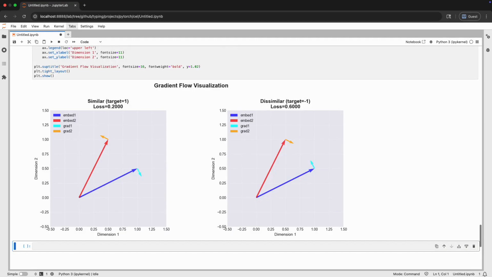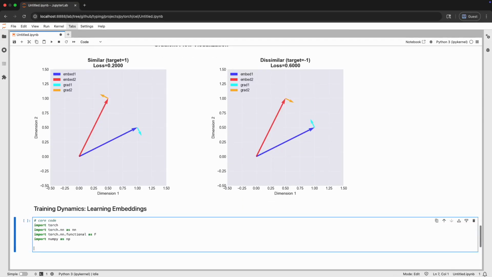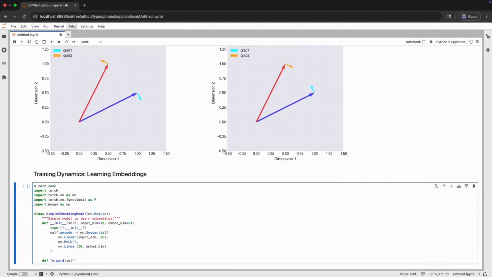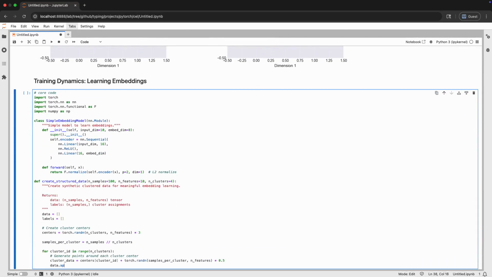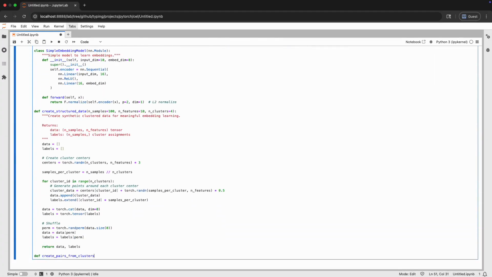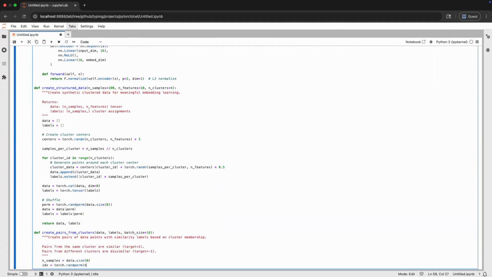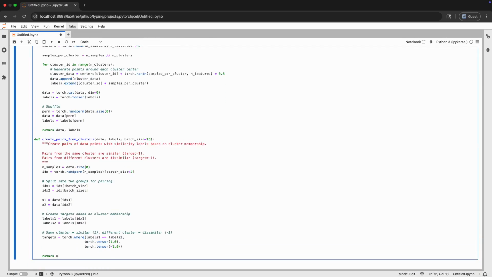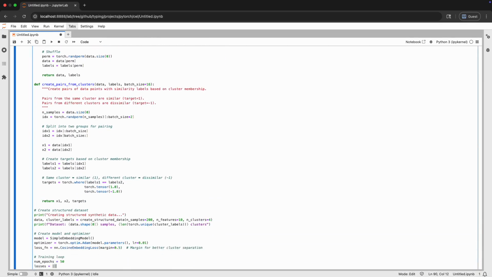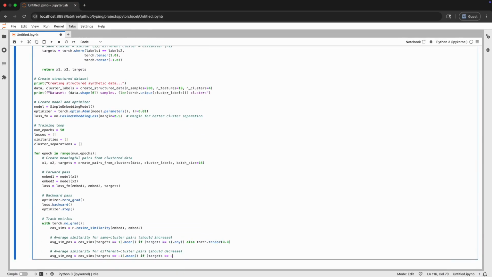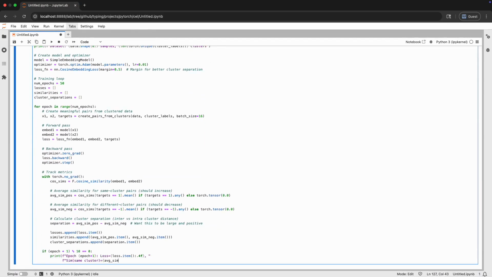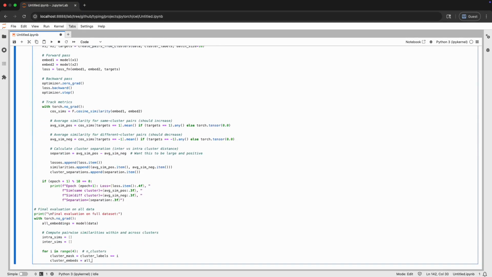Now let's move to training dynamics and see how we can learn meaningful embeddings. I'm creating a complete training example with structured data. First, I'll define a simple embedding model that normalizes its outputs. Then I'll create synthetic clustered data where samples from the same cluster should be similar and samples from different clusters should be dissimilar. This mimics real-world scenarios like learning document or image embeddings where items naturally group into categories.